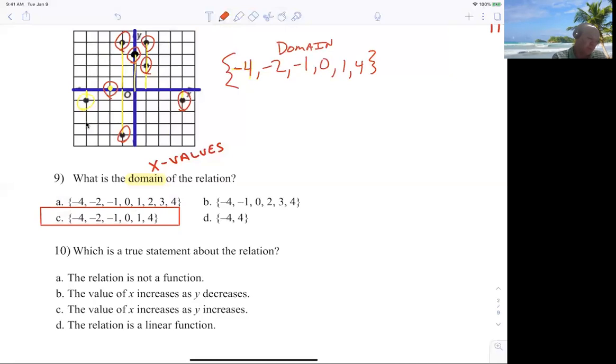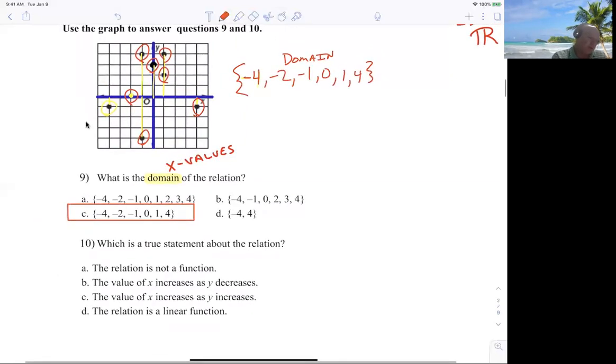All right. -4, -2, -1, 0, 1, 4. Those are the x values for all of the points. If they said range, you would then go to the y values. Now, it says here, which is a true statement about the relation? The relation is not a function.